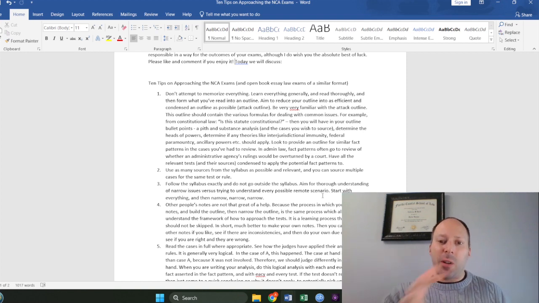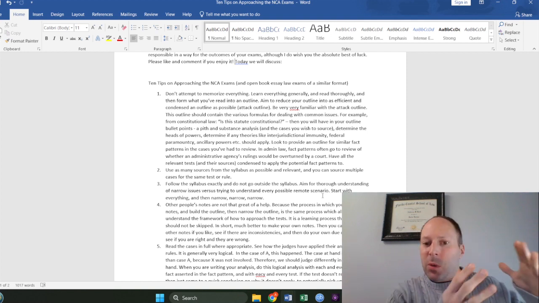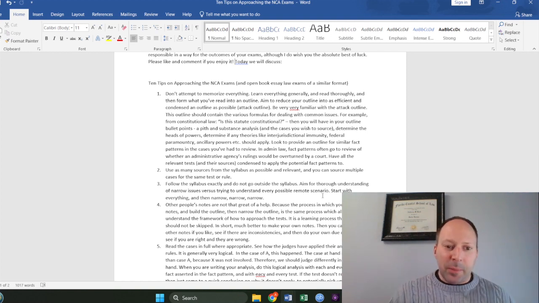Look to provide in your outline similar fact patterns in the cases that you've had to review per the syllabus. In administrative law, fact patterns often go to a review of whether an administrative agency's rulings would be overturned by a court. So have all the relevant tests and their sources condensed so that you can apply the potential fact patterns to the issue in your analysis.